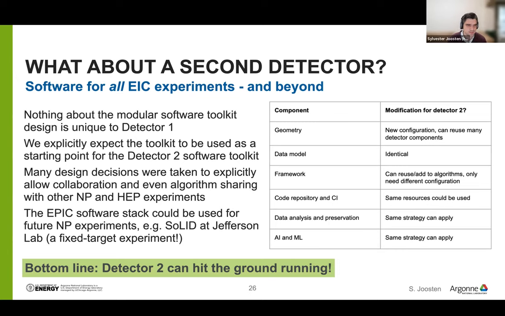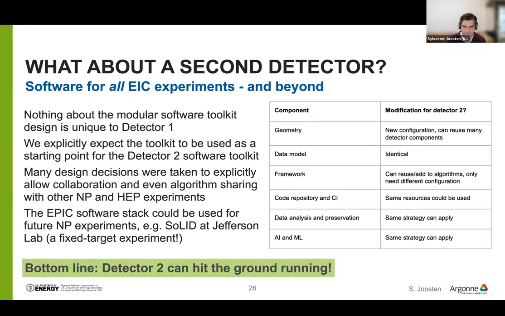So we explicitly expect that the toolkit will be used as a starting point for the Detector 2 software. Many decisions were taken to explicitly allow collaboration and even algorithm sharing with other NP and HEP experiments. The EPIC software stack could be used even for future NP experiments, even outside of the EIC, for example, the fixed target SoLID experiment at Jefferson Lab. So really the bottom line is Detector 2 can hit the ground running.